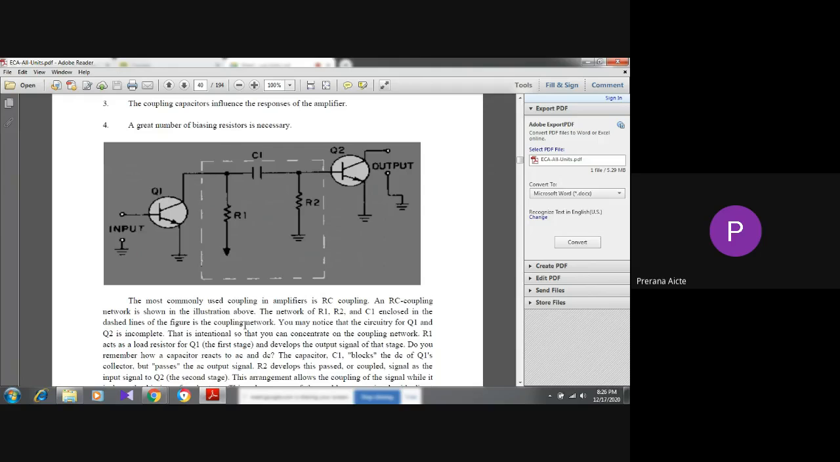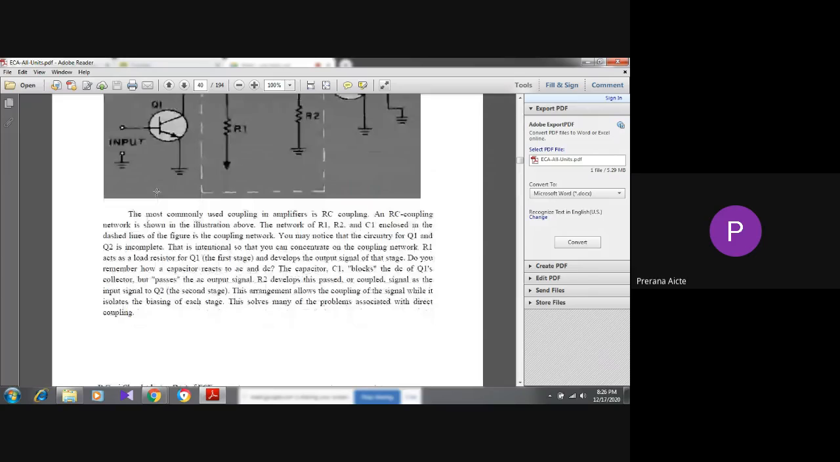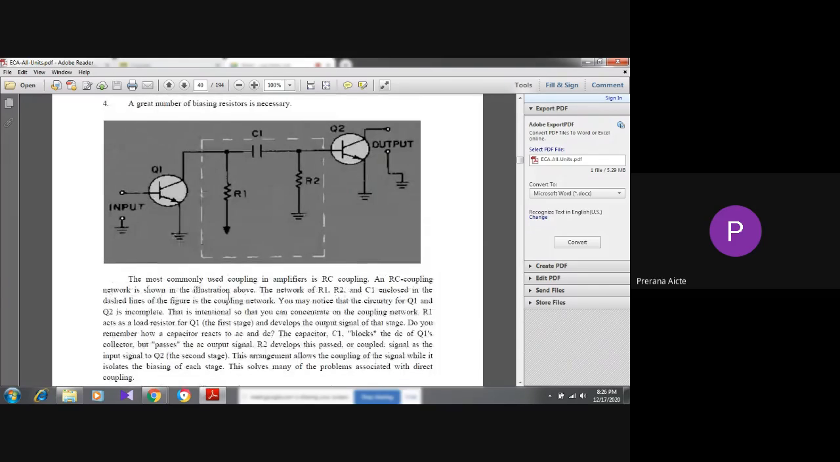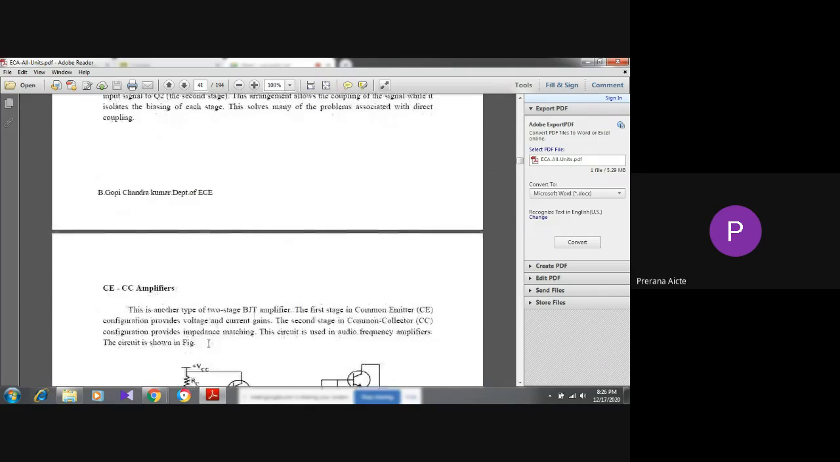Now here the function of the capacitor is that it allows the AC signal and blocks the DC signal. Already you know that capacitor C1 blocks the DC of Q1's collector but passes the AC output signal. R2 develops this passed or coupled signal as the input signal to Q2. This arrangement allows the coupling of the signal while it isolates the biasing of each stage, and this solves many of the problems associated with direct coupling.